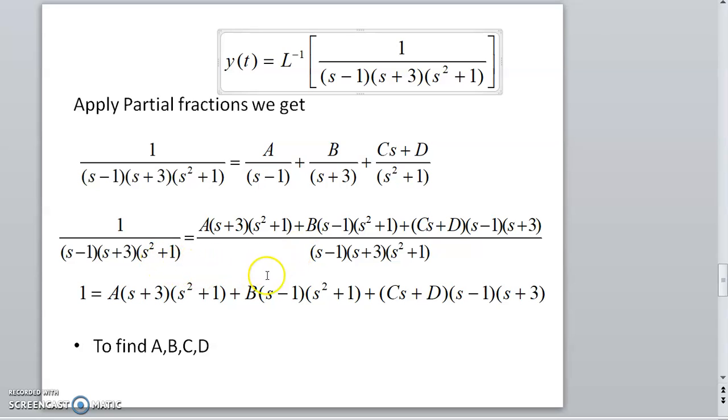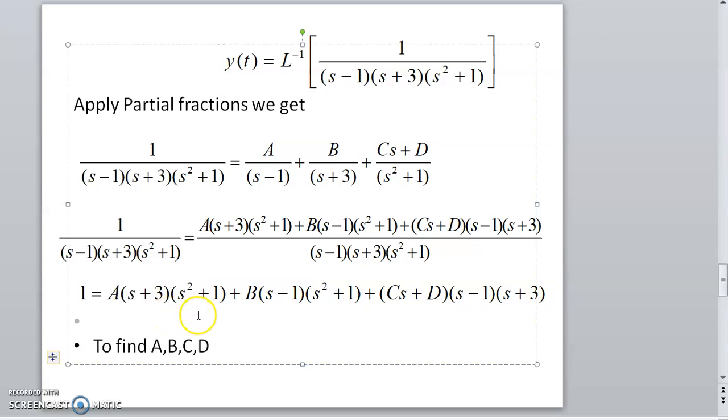On both sides the denominators are the same, therefore they cancel. We get 1 equal to a into s plus 3 into s squared plus 1, plus b into s minus 1 into s squared plus 1, plus cs plus d into s minus 1 into s plus 3. So put s equal to 1, we get a, and s equal to minus 3, we get b. Equating the coefficient of s cube, we get c, and equating the constant element, we get d. I explain this in the next slide.